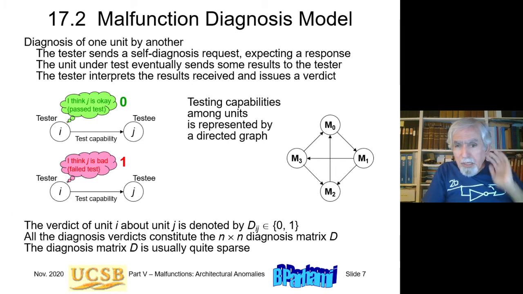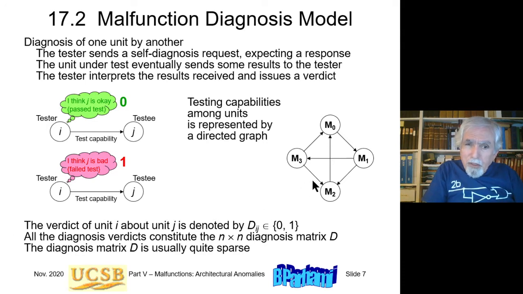So suppose we have what we call a testing graph. These are basically a bunch of directed links connecting these nodes to each other. And the meaning of a directed link is that unit M0 tests unit M1. Unit M1 tests unit M2, unit M2 tests unit M0, and so on. So these directed links basically tell us which unit will test which other units. So it's called a testing graph.